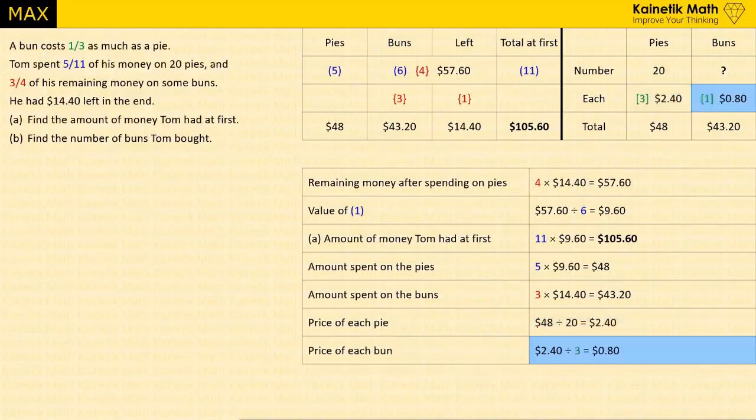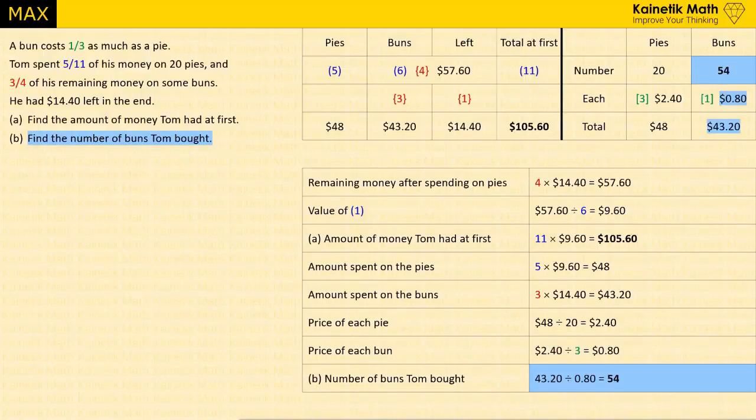Next is to find the price of 1 bun, which is simply 1/3 of 240. So we take 240 divided by 3, that gives us 80 cents. And finally, we can answer the problem. The number of buns Tom bought, we take the total amount spent on the buns, divided by the price of each bun, we'll get the total number of buns bought, and that's 54. Okay, so that concludes the entire question.